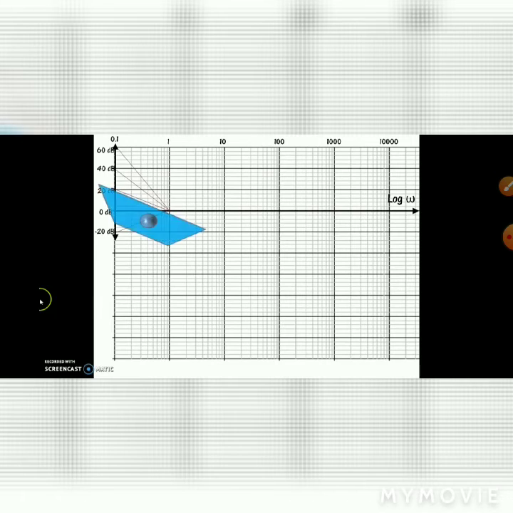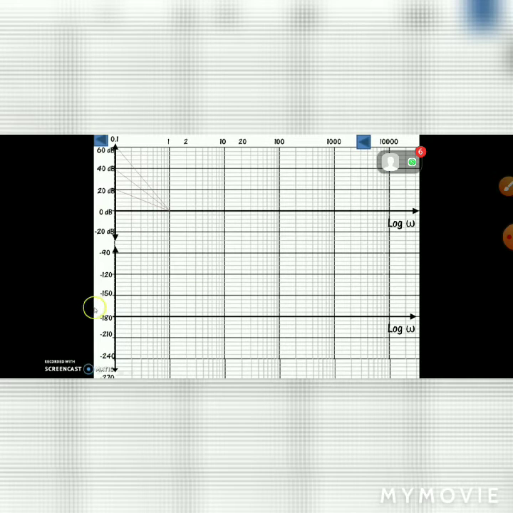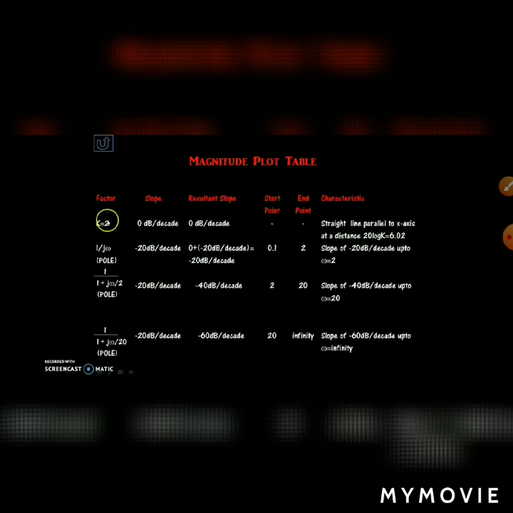Again, in continuation with this magnitude plot, we will draw the phase angle plot also. The reference lines will be minus 180, then on the top minus 150, minus 120, minus 90, like that. On the bottom, minus 210, minus 240. Okay, so now we'll go for the magnitude plot.